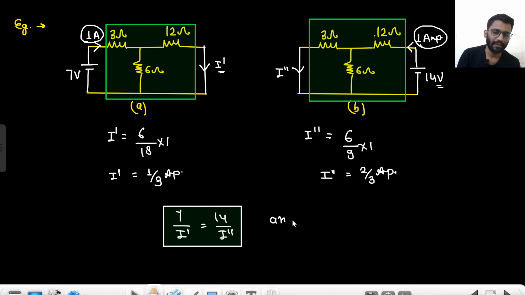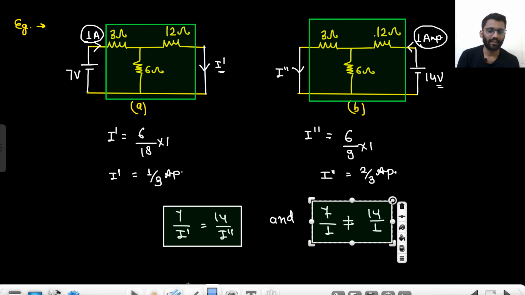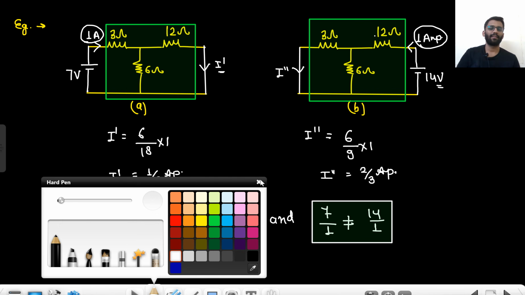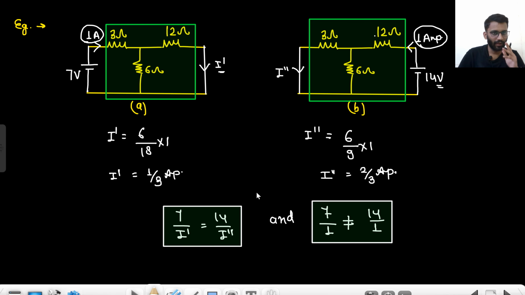And one more thing, 7 by 1 ampere is not equal to 14 by 1 ampere. This is also proved. Right? So are you getting this point? You have to keep this in mind. I hope you learned something new today. This you need to keep in mind. This also you need to keep in mind.